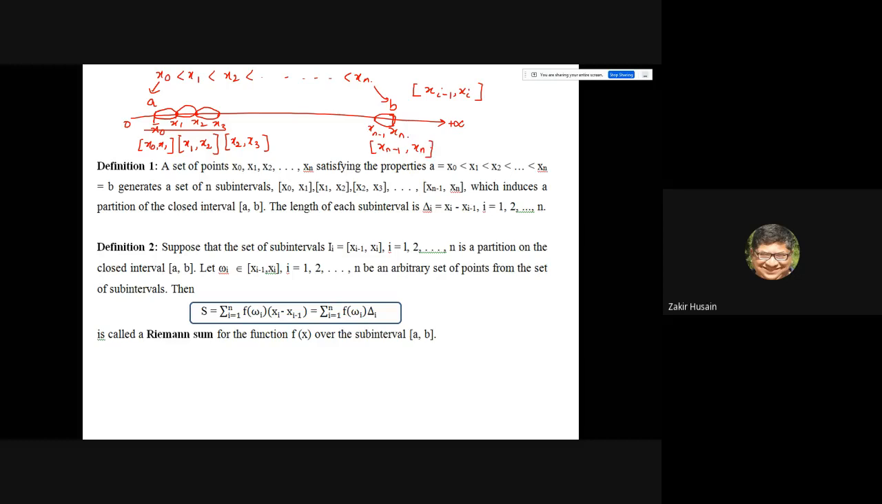We have all these subintervals. We have n subintervals, and the length of each subinterval is simply given by this value minus this. So the general form is, okay. Let me give an example. Suppose A is equal to 1, B is equal to 10. Tell me what is x0 and what is xn. Ayun, what is x0?